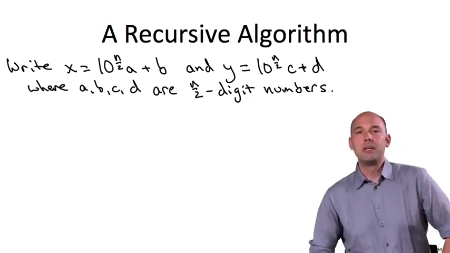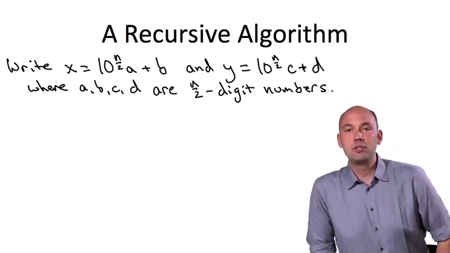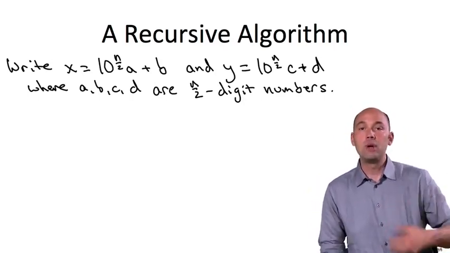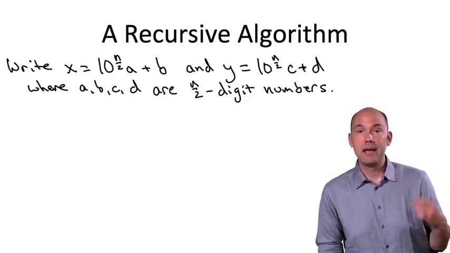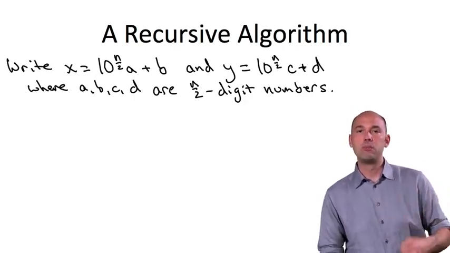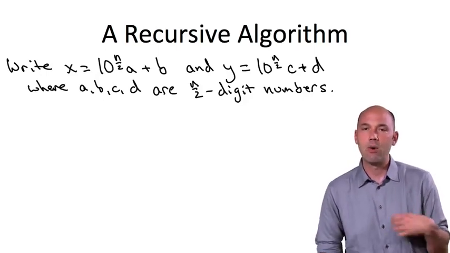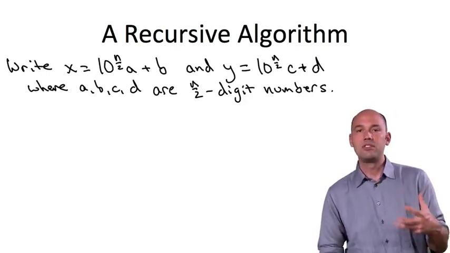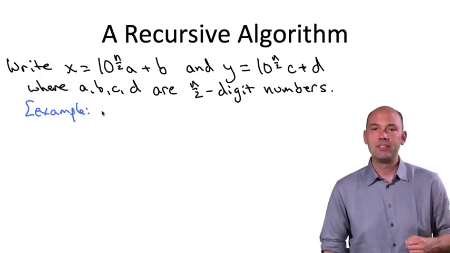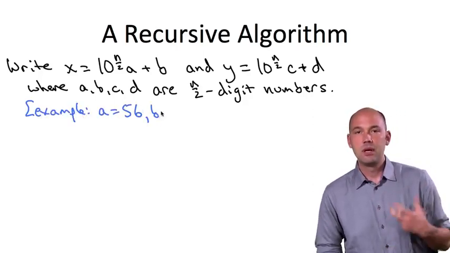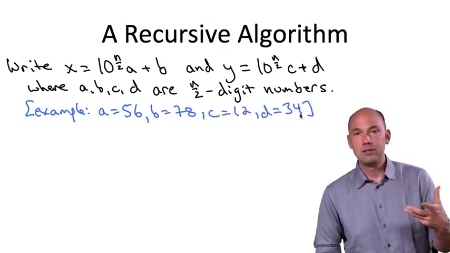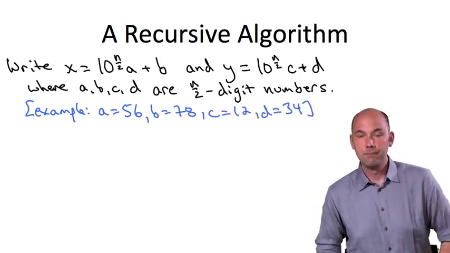In general, given a number x with n digits, it can be decomposed in terms of two n over 2 digit numbers, namely as a, the first half of the digits, multiplied by 10 raised to the power n over 2, plus the second half of the digits, b. In our example, we had a equal to 56, b was 78, n was 4, so 10 to the n over 2 was 100, and then c and d were 12 and 34.